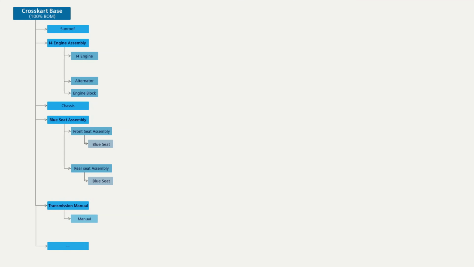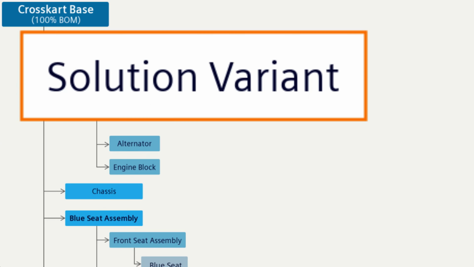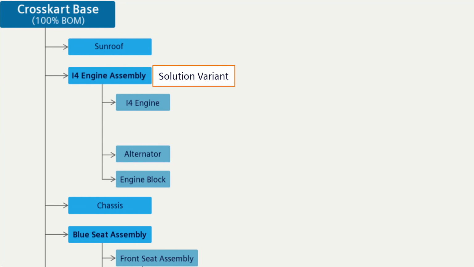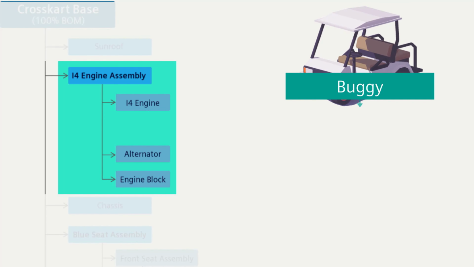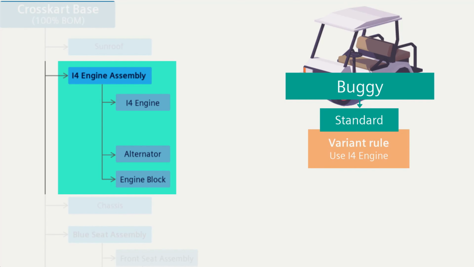As solution variants are also created at the assembly level, the variable parts can be reused in other products. For example, consider that you want to reuse this engine assembly in another product, buggy. As per the variant rules defined in the configurator, an i4 engine is used in the standard variant of buggy.